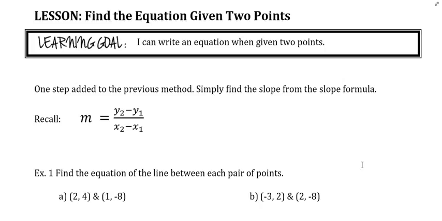So what were we doing yesterday? We did finding an equation if you know the slope and you know a point. You can write the equation. You can do a little bit of work. Remember, we had to figure out b first, the y-intercept first, and then we could write the equation.